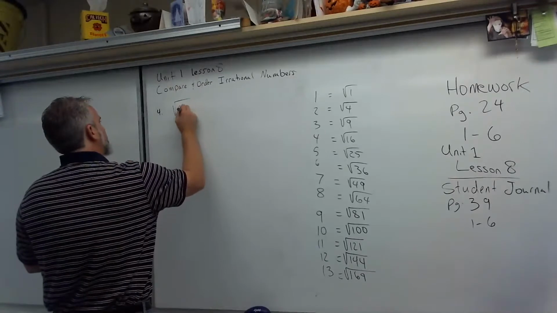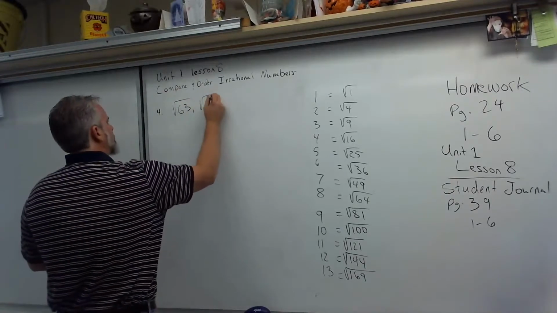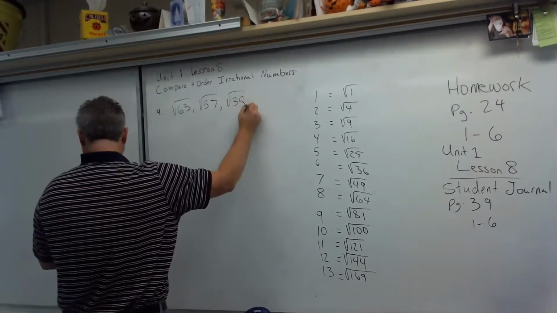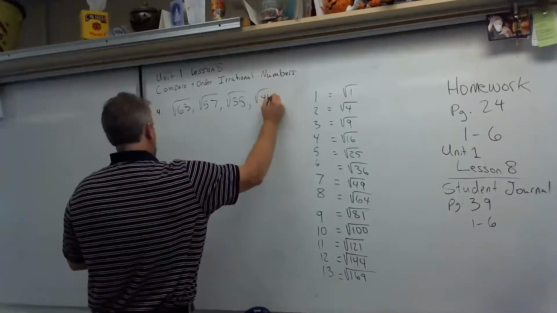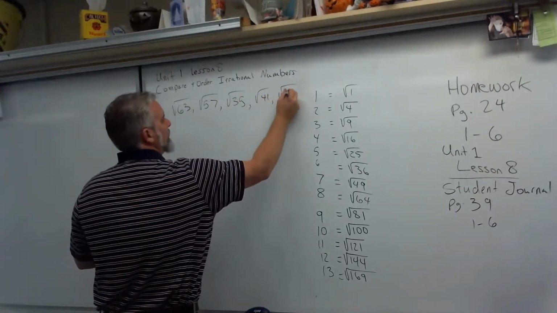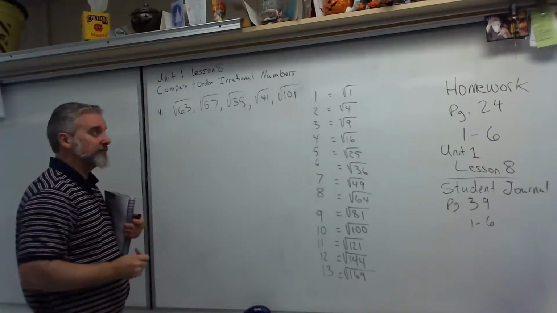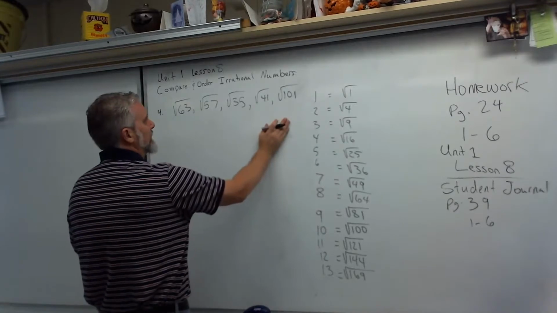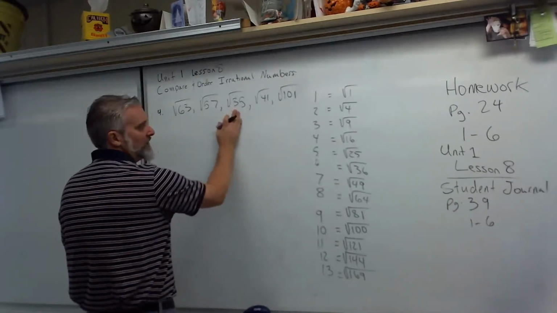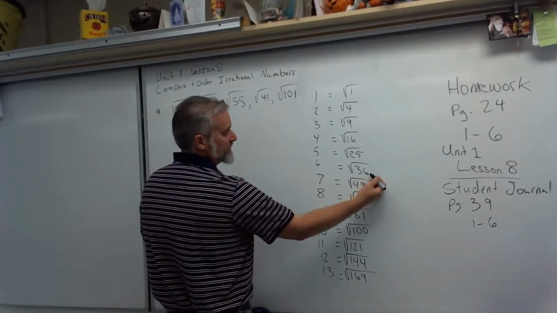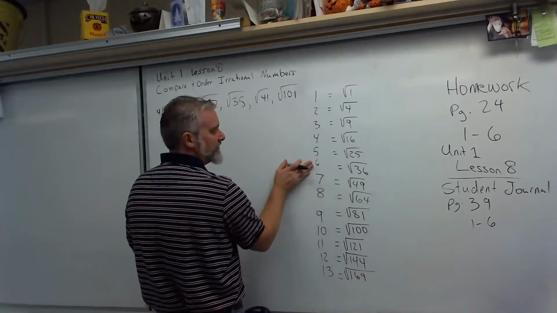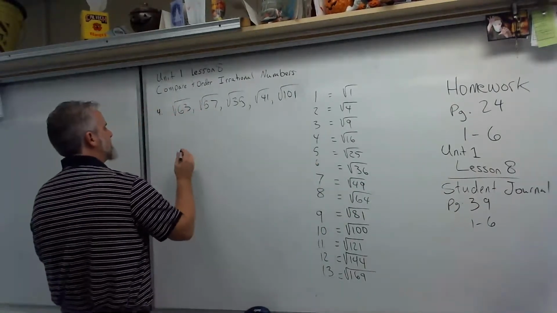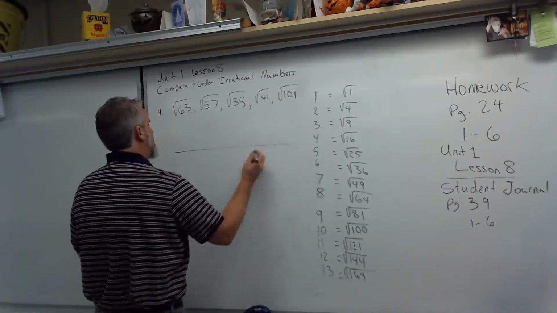We have root 63, root 57, root 35, root 41, and root 101. We've got a whole bunch of different square root values here. All of them are irrational. So let's find the smallest one, square root of 35. That's less than 36. So just shy of 6, whole number. So I'm going to put that as my low spot.